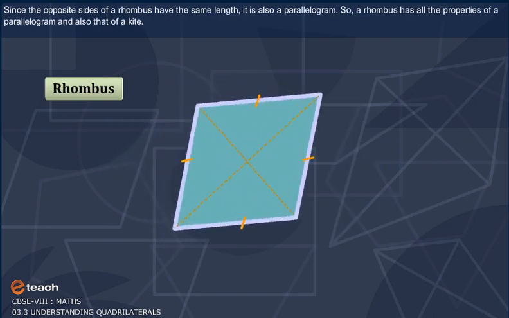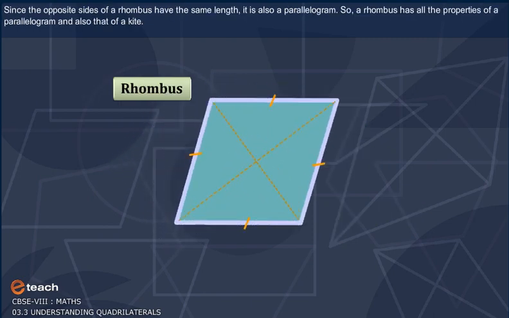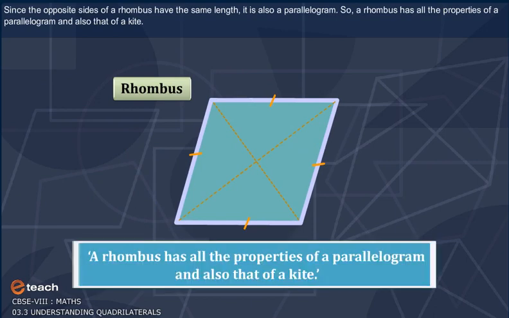Since the opposite sides of a rhombus have the same length, it is also a parallelogram. So, a rhombus has all the properties of a parallelogram and also that of a kite.